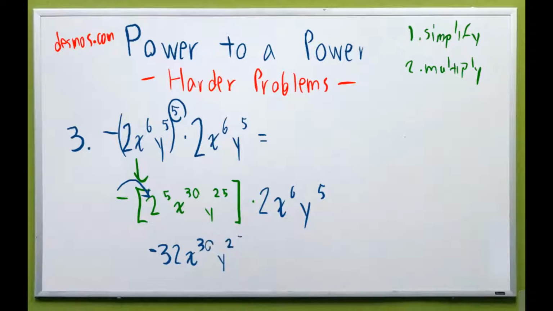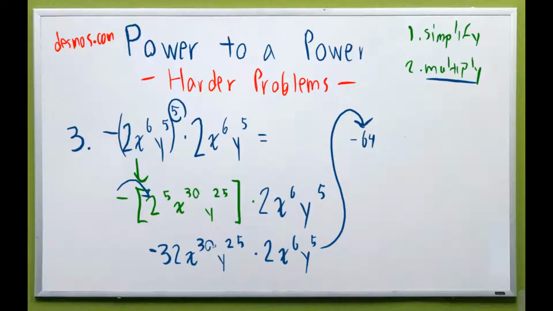y to the 25th power. All of this is times 2x to the 6th power, y to the 5th power. Let's go ahead and multiply. So we have negative 32 times 2, which is negative 64, x to the 30th power times x to the 6th power, which is x to the 36th power, and finally y to the 25th power times y to the 5th power, which is y to the 30th power.